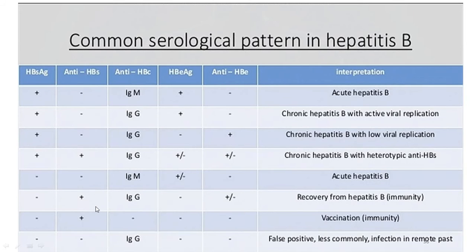Then antibodies are positive, IgG is positive, anti-HBe is positive or negative. That means the patient is recovering because HBsAg is negative, right? Then only anti-HBs is positive. That means the patient has got lifelong immunity and is completely recovered from the hepatitis B infection and is immune to a certain extent.